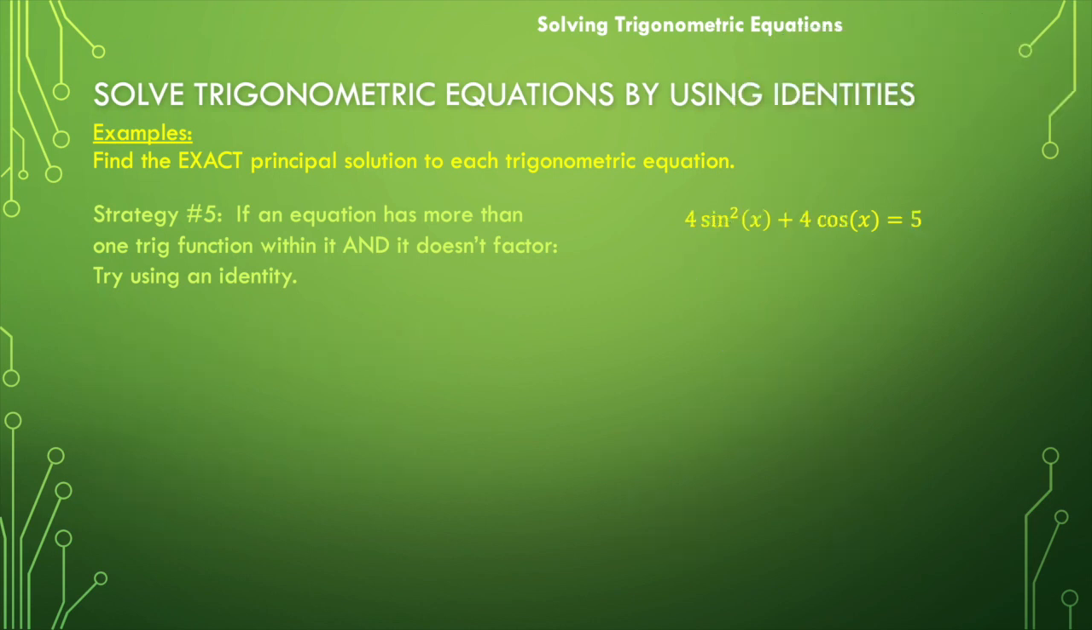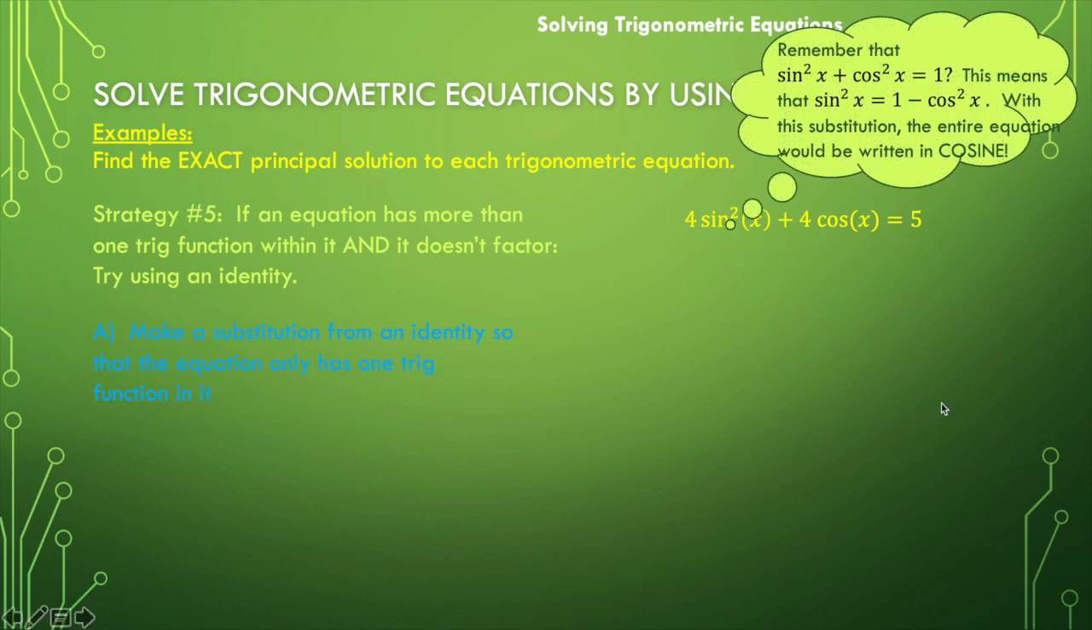Last example. And now you kind of know the drill. Can you tell me, without even looking, what we would do here? We would take that sine squared of x and replace it with 1 minus cosine squared of x. All right, so let's do that. Let's replace it there. So we have 4 times 1 minus cosine squared of x plus 4 times the cosine of x is equal to 5.